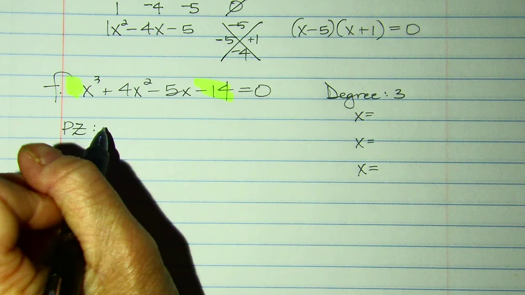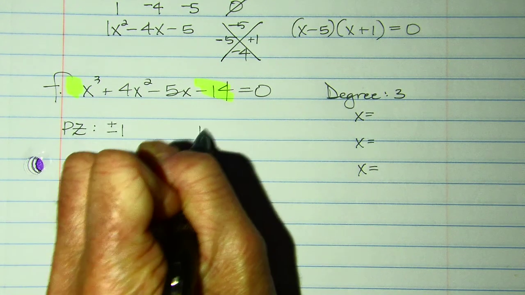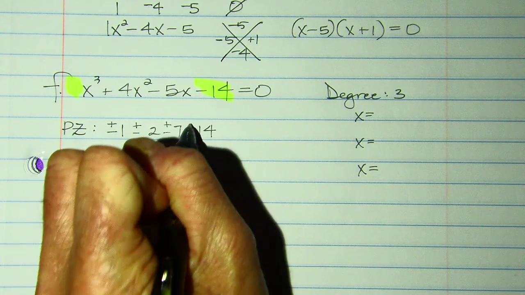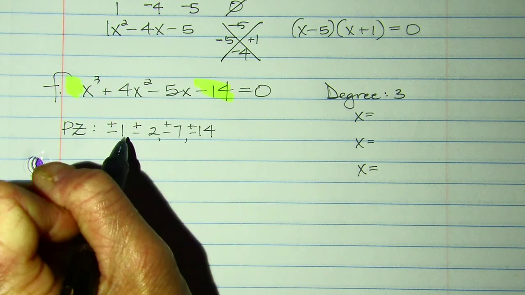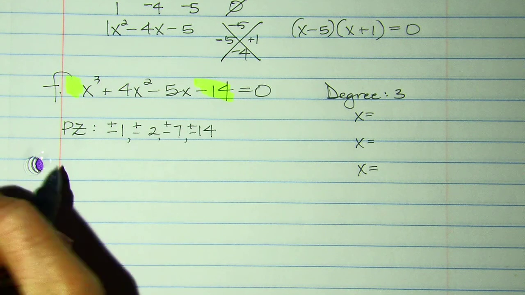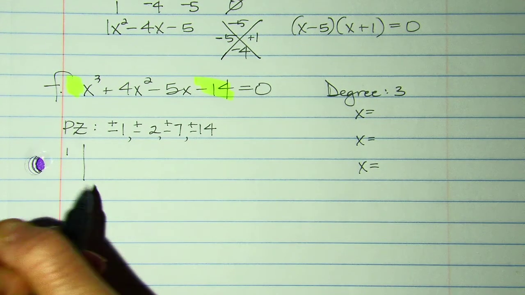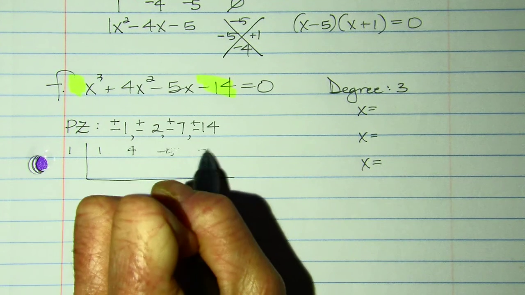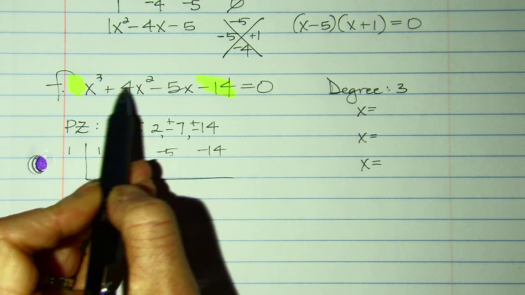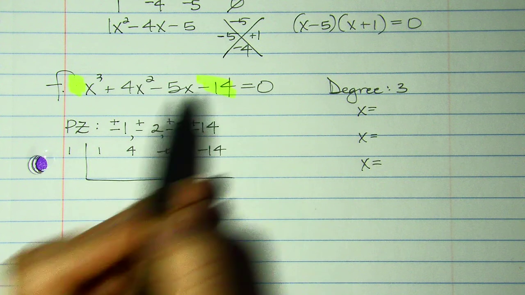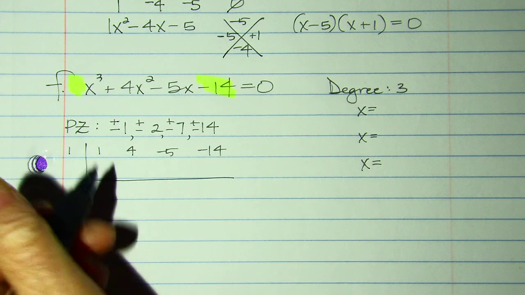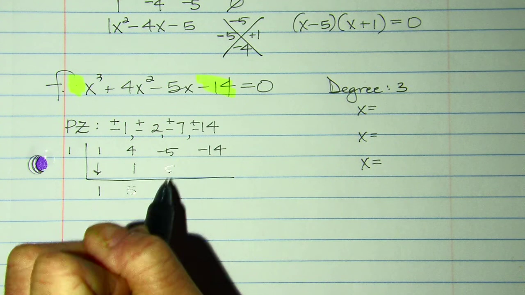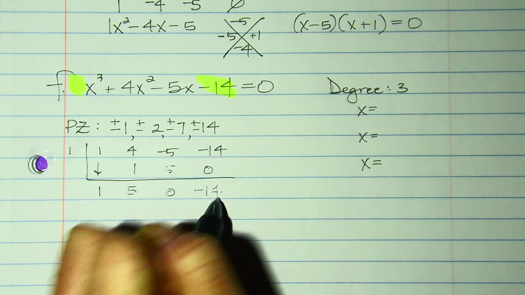So factors of 14 are 1 times 14 and 2 times 7. And I don't know whether they're positive or negative. So again, I always like to try the first number in my list. I'm going to list my coefficients from the polynomial we're solving: 1, positive 4, negative 5, negative 14. Make sure you have the signs lined up. All right, so if I bring down the 1, 1, 5, 5, 0, 0, oh.